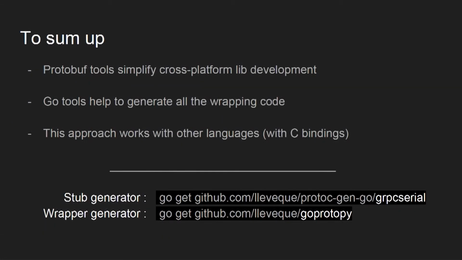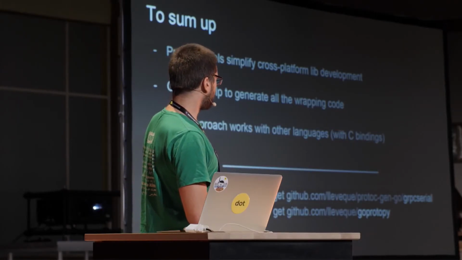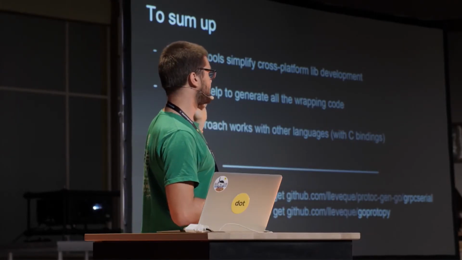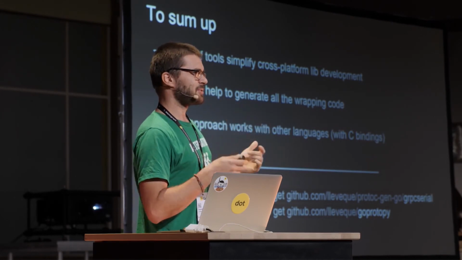So to sum up really fast, use protobuf if you want to do a cross-platform library, but written in Go. The standard Go tools will help you to automate most of the tasks. And I think that this approach should work with a lot of other languages as long as they can be bound to C. I've written a stub generator and a wrapper generator, and I've put them online yesterday, so feel free to study them and use them if they are worth it.